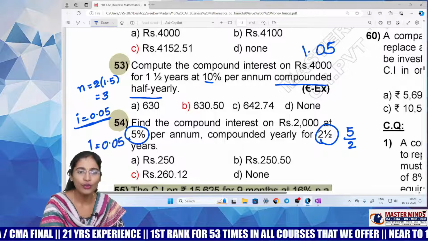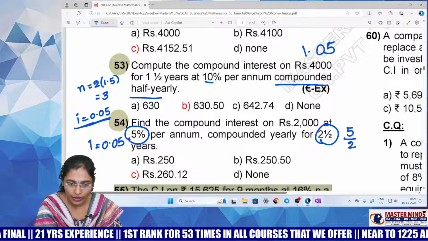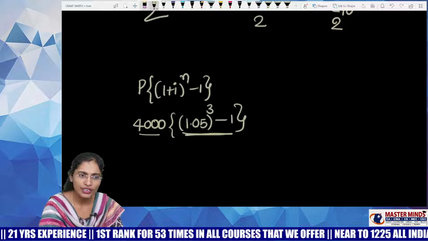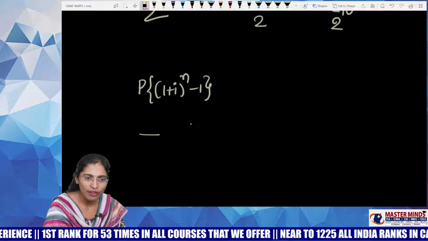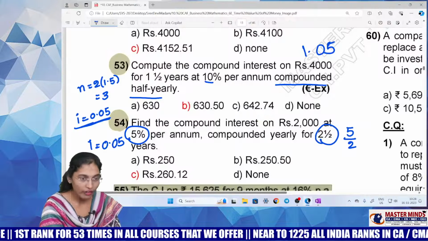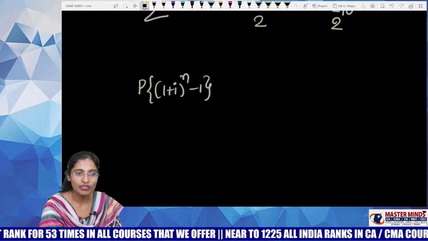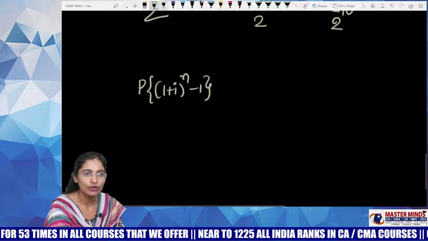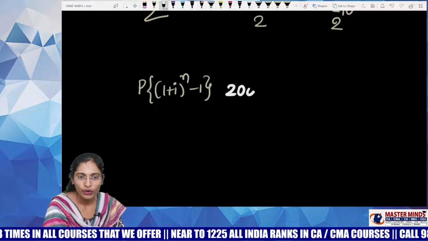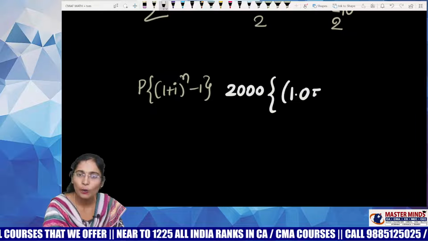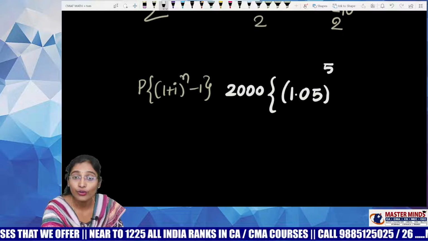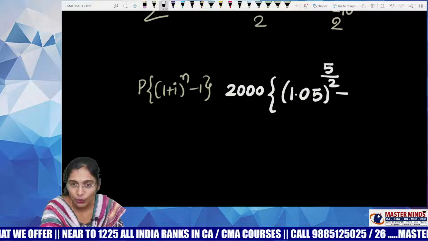Now I have to calculate compound interest. What is the formula for compound interest? P into (1 plus I) whole power n minus 1. What is your P value? Look at your question. P value is how much? 2000. Let me enter 2000 into 1.05 whole power n. You said 5/2, no? Minus 1.